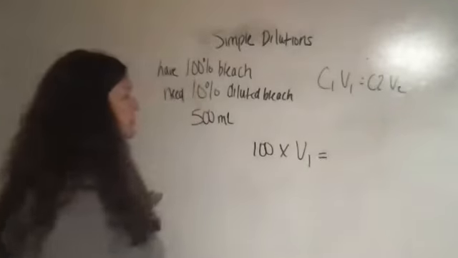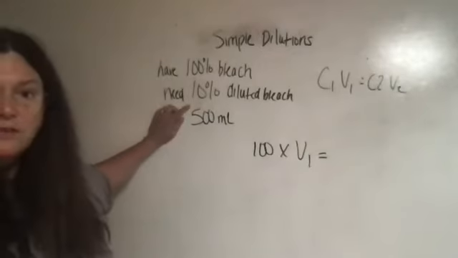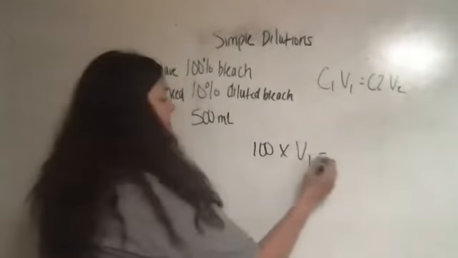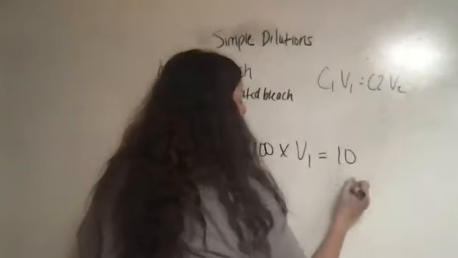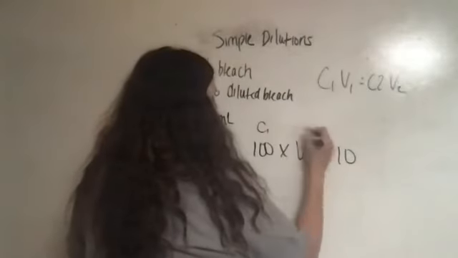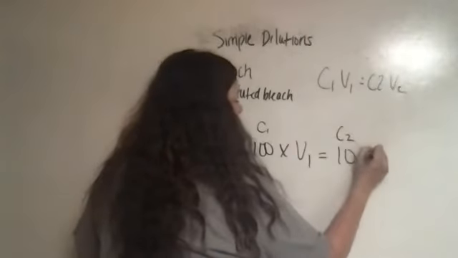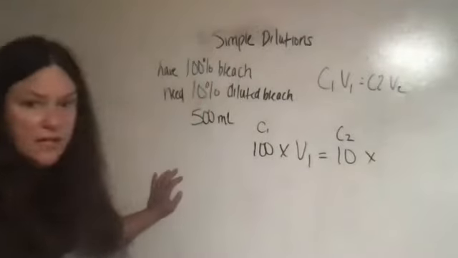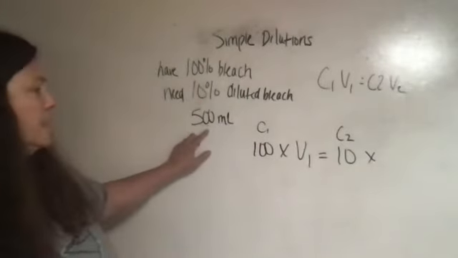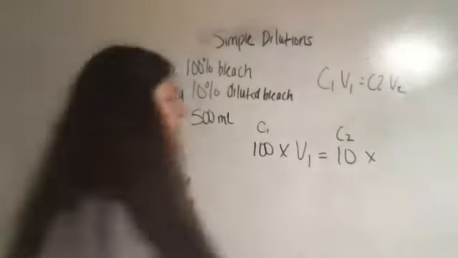But we know the concentration that we do need, and that is 10. So our C2 would be 10. So this is C1, we've got V1, this is C2. And what's the volume that we need? Our volume that we need, V2, is the 500 milliliters.